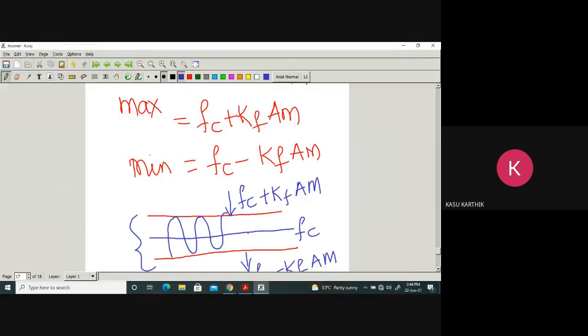So this is called deviation. This is the amount of deviation. From Fc, it is going up or down by Kf Am. This is the deviation in the frequency.